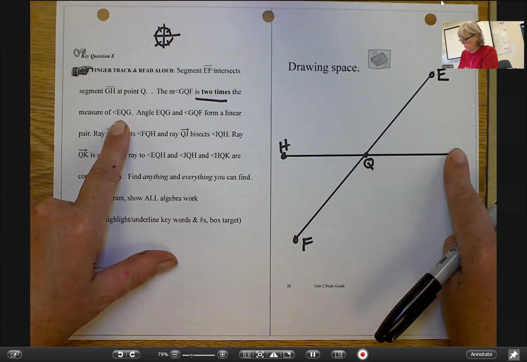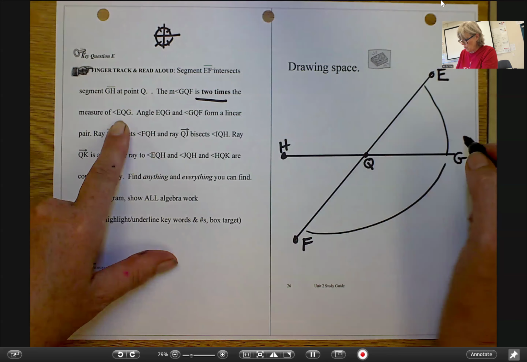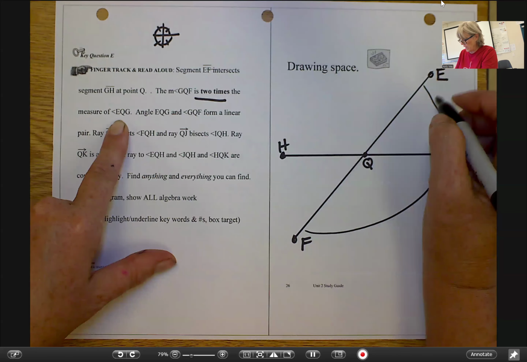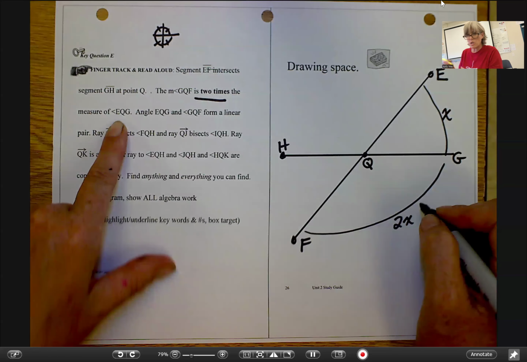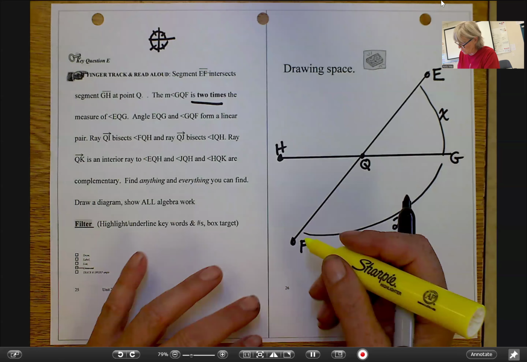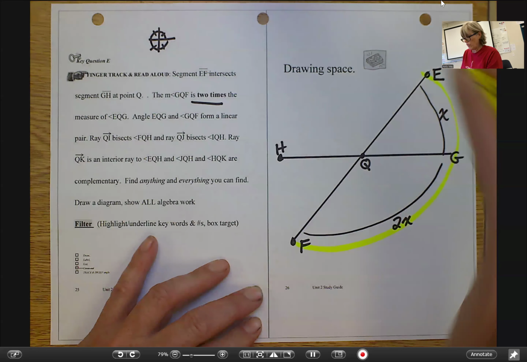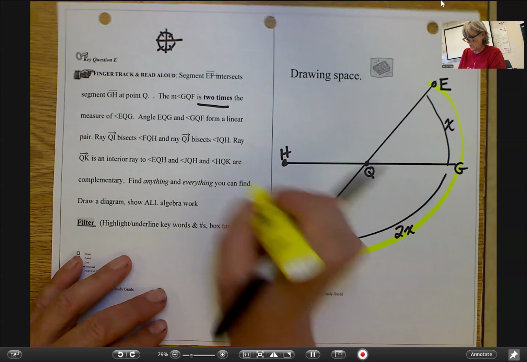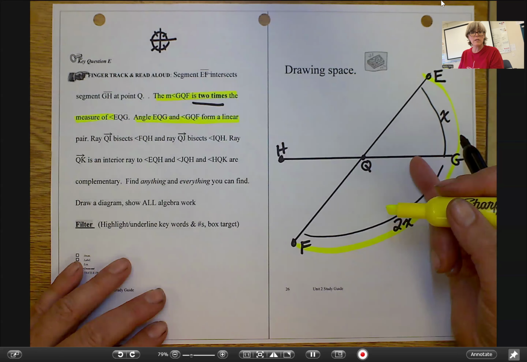That looks about right. So we don't know this, we're going to call this X, this 2X. So I'm just going to sweep this here, and you should see immediately how you're going to solve for X, but I'm not going to do that for you. They are, however, a linear pair. Share a spine, make a line.